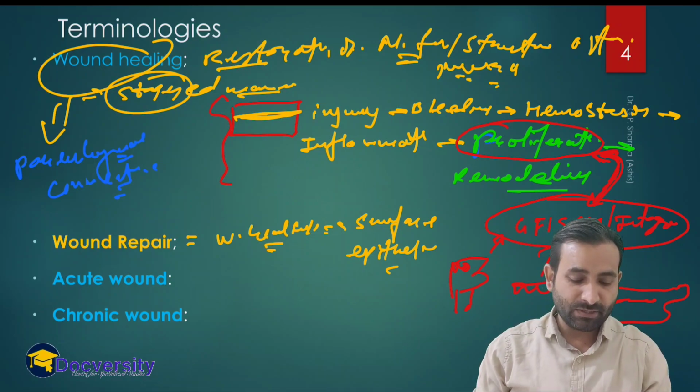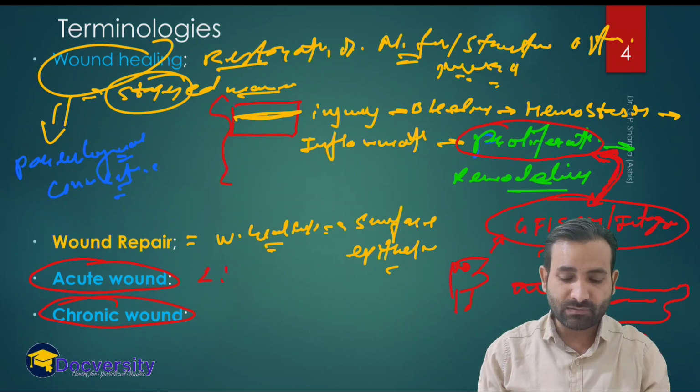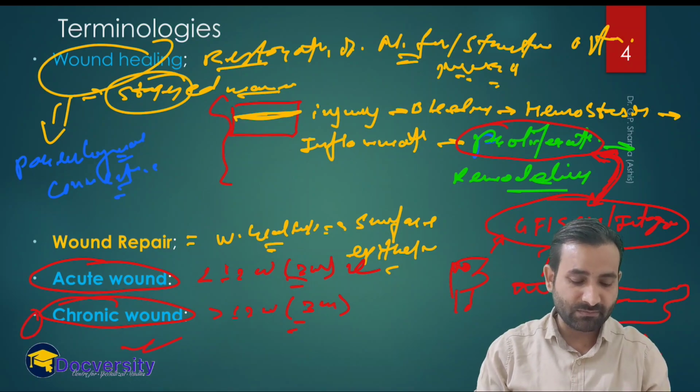After this, let's see what is an acute wound and what is a chronic wound. If the wound heals within less than 12 weeks or 3 months, this is called an acute wound. If the wound heals in more than 12 weeks or more than 3 months, then we say this is what? The chronic wound. This is a question in the exam. Please remember.